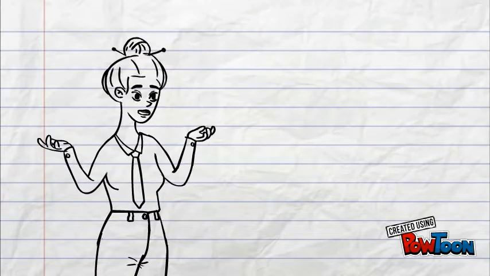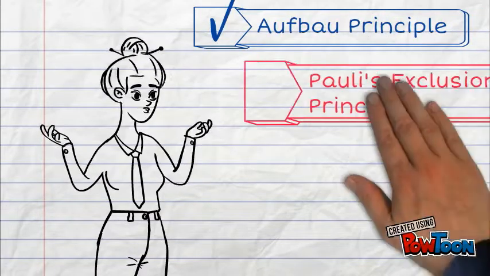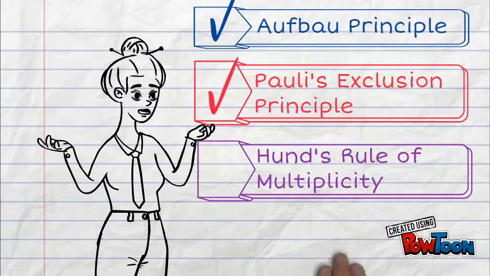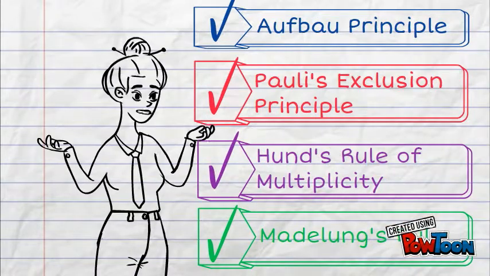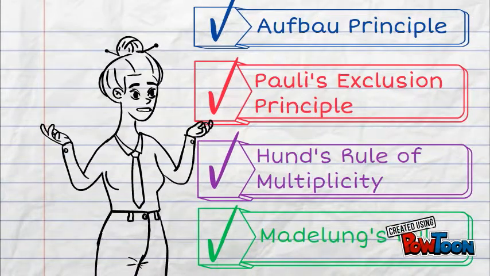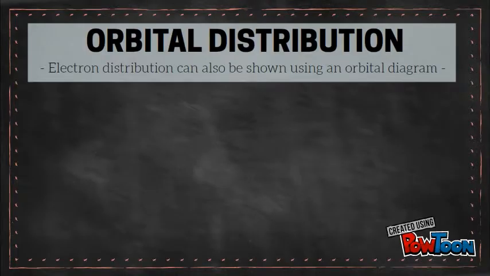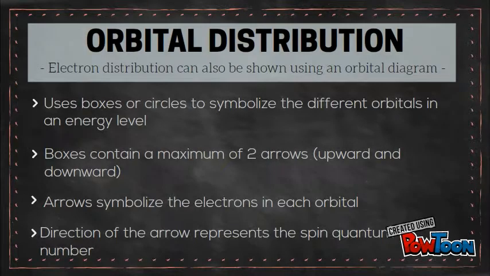Electrons enter and fill up the different orbitals according to the following principles and rules: Aufbau principle, Pauli's exclusion principle, Hund's rule of multiplicity, and Madelung's rule. Orbital distribution. Electron distribution can also be shown using an orbital diagram. It uses boxes or circles to symbolize the different orbitals in an energy level.